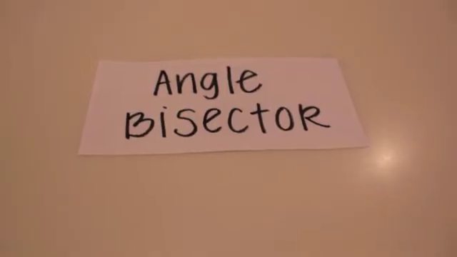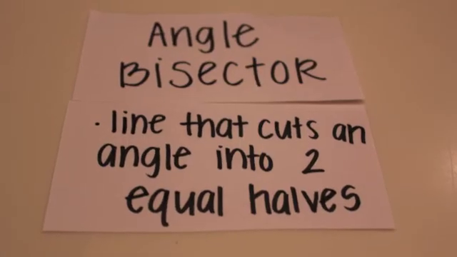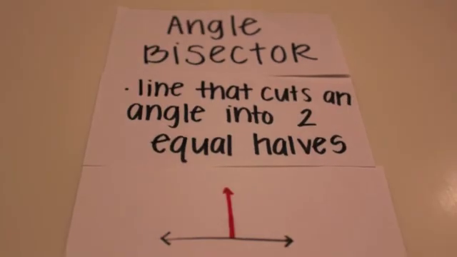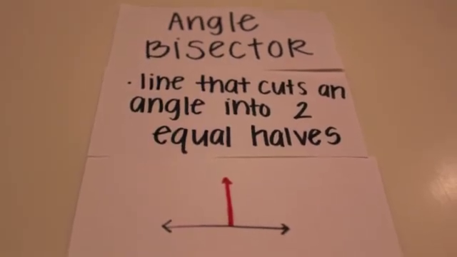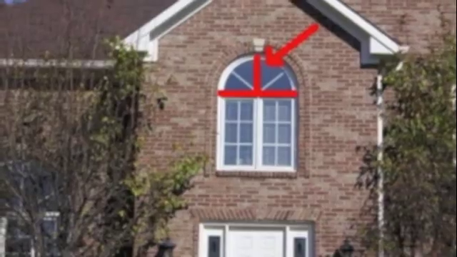Angle bisectors are next. These are lines that cut an angle in two equal halves. In my example, the window is cut into two equal halves of 90 degrees by an angle bisector.